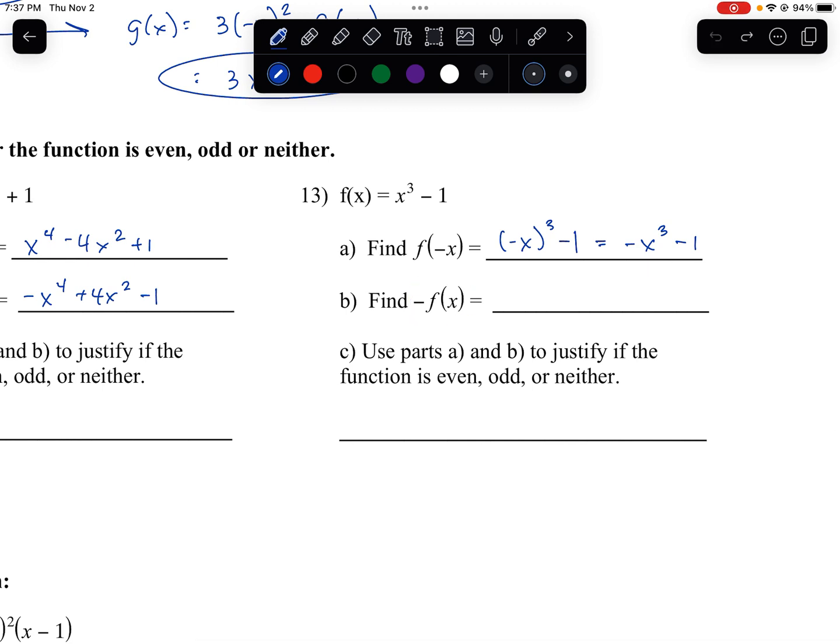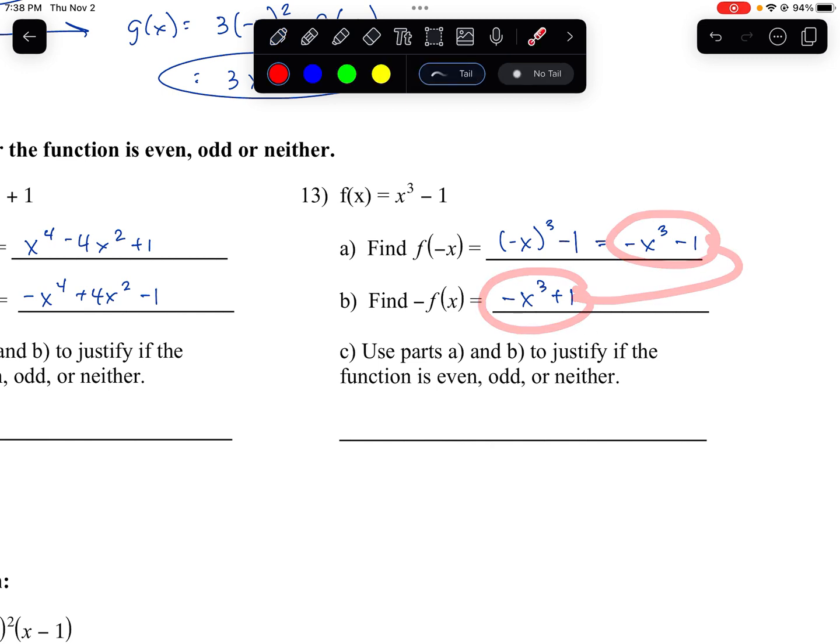Negative f of x. So again, I'm going to multiply the entire function by negative, so I'm going to distribute the negative. Negative x to the third plus 1. Okay? If this function is equal to this one right here, it would be odd. Since it is not equivalent to the one here, it is not odd either. So therefore, since it's not even, it's not odd, it's neither even nor odd.